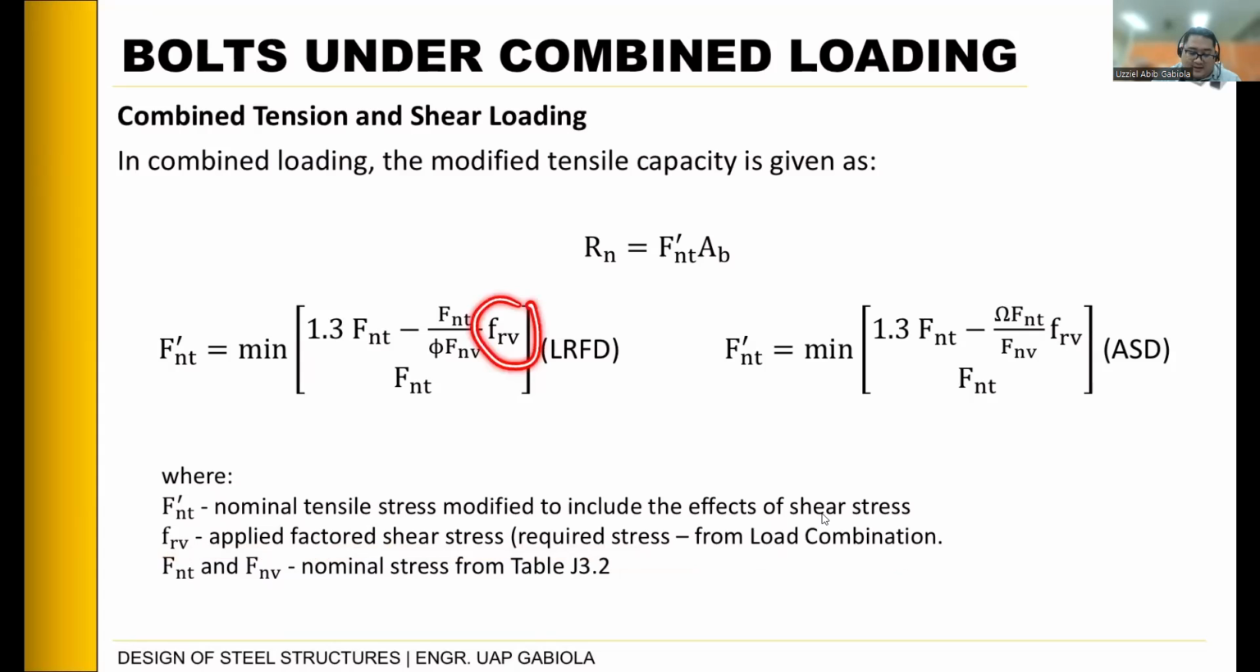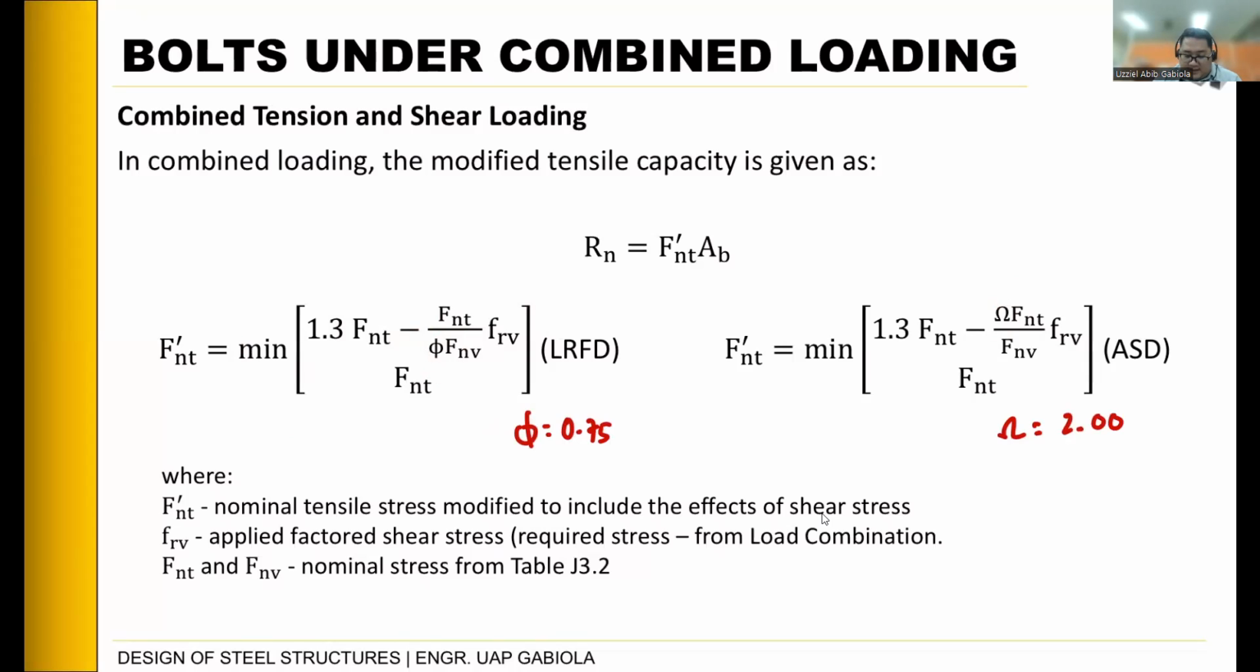Itong FNT tsaka FNB, this can be taken from Table J3.2 natin. So, puntahan lang natin yung Table J3.2. Makukuha natin yung value ng FNT tsaka FNB. Yung phi natin, since this is combined loading ng shear and tension, ang phi natin ay 0.75 para sa LRFD, and then ang omega natin ay 2.0 para sa ASD. So, same lang yung formula natin dito, nagbago lang kasi since dinidivide natin kapag safety factor, kaya nandun siya sa taas, and nandito minomultiply natin dito sa capacity ng shear. Okay?